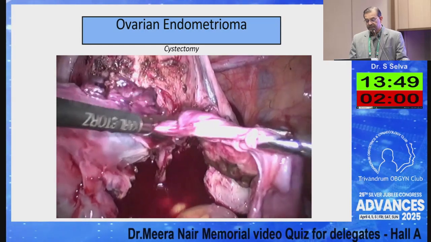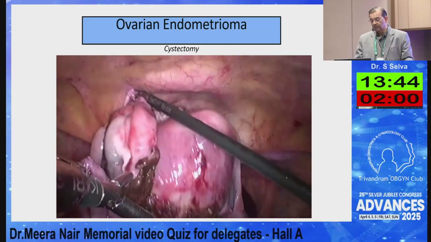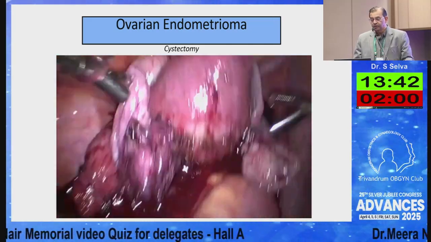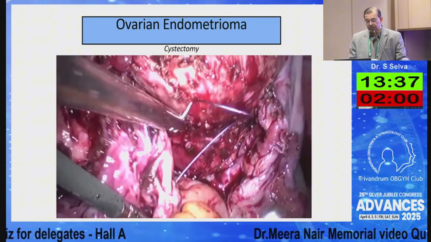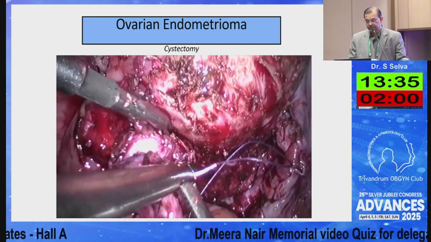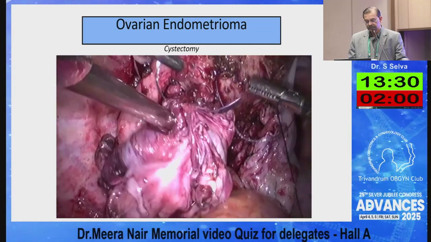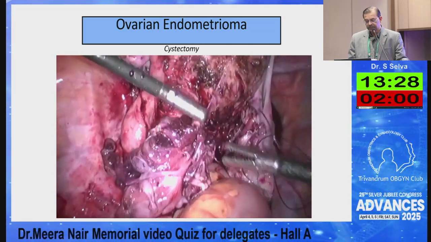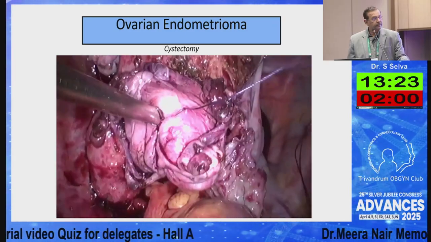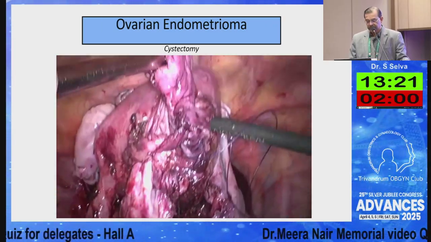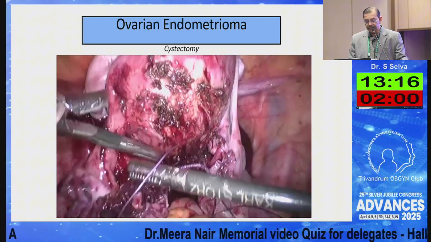And again, as I showed you in the lecture yesterday, I suture my ovary, and I will also do an ovarian suspension. So here I'm suturing the ovary. And then, as I showed yesterday, I will do an ovarian suspension.